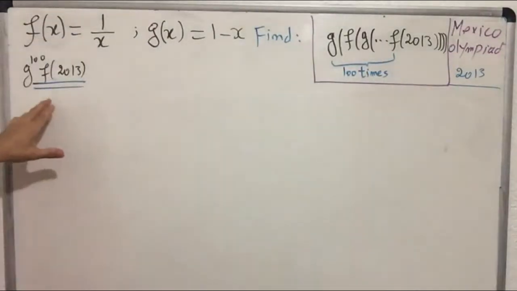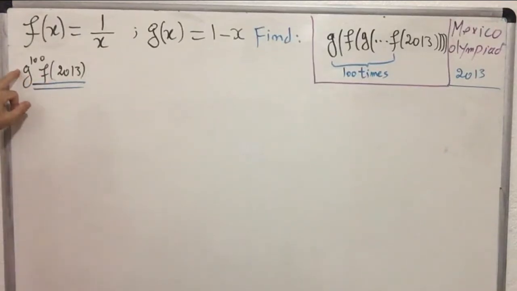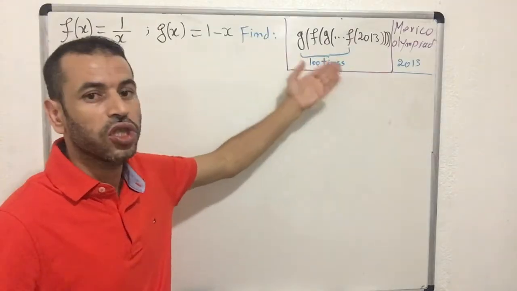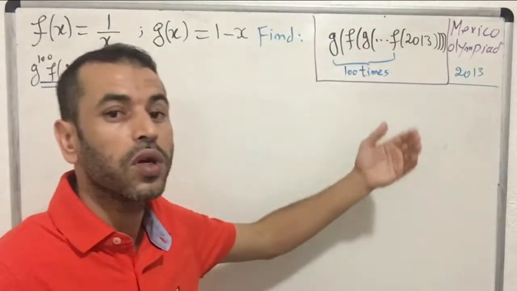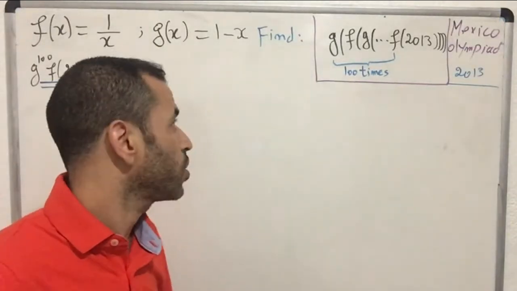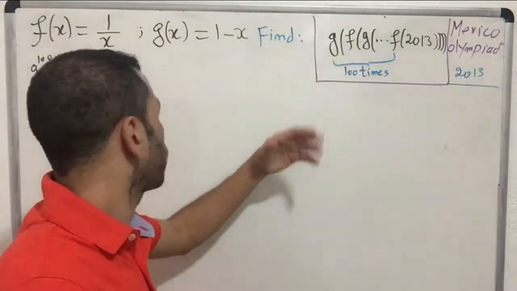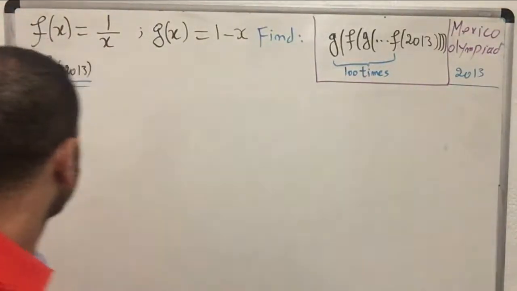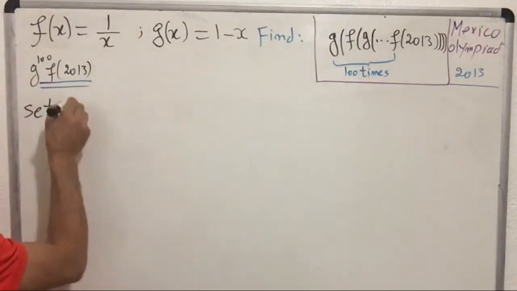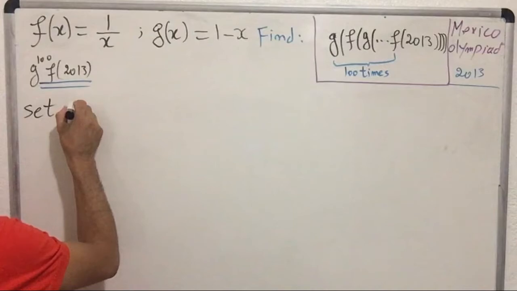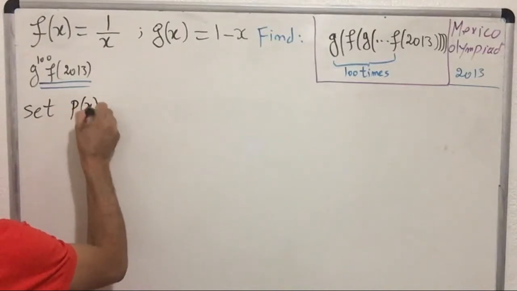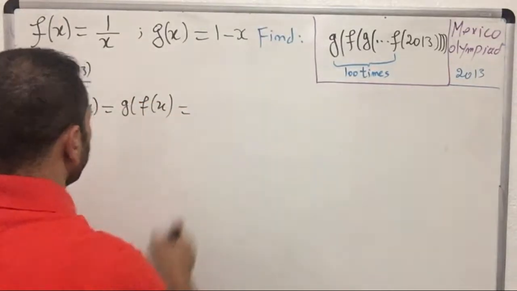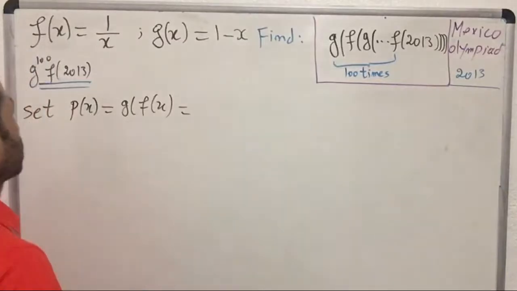So the question is to evaluate this value: g of f of 2013, 100 times. That means the function g will appear 100 times and the function f will appear 100 times. I'm going to put these two functions into one function to make it simpler. So now set p of x equal to g of f of x. I'm going to evaluate this composition.